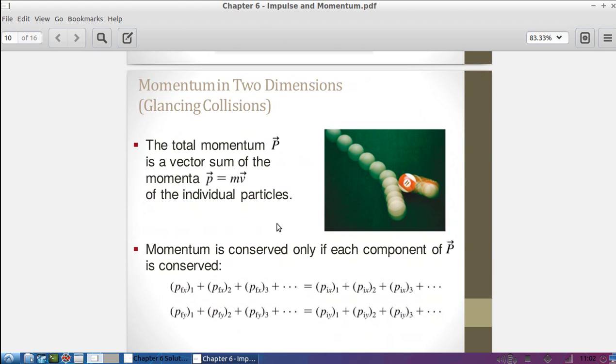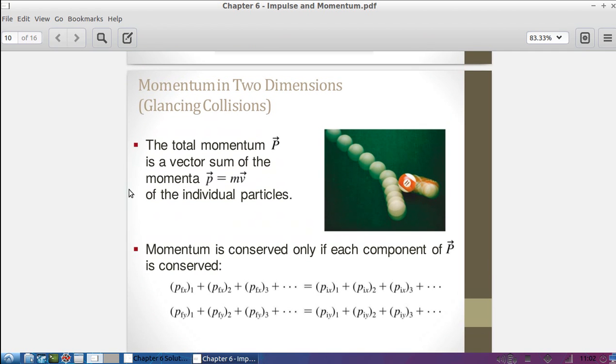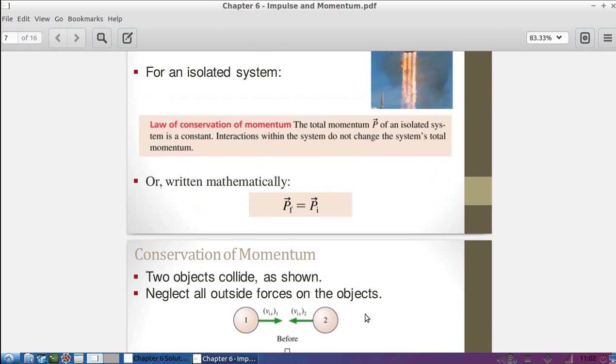So I'll briefly touch on a two-dimensional collision, and I'll have an example towards the end. Since momentum is a vector, two-dimensional collisions are still going to follow the law of conservation of momentum, but we have to take our momentum vectors and split them up into their x and y components. So we're still using this conservation law, right?